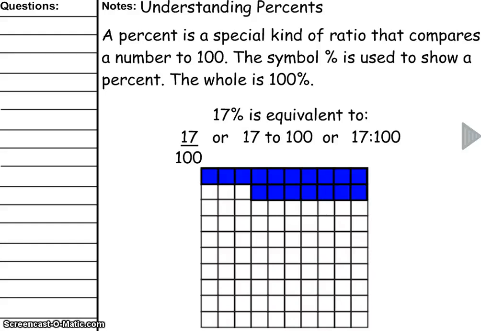Right below there is a model of a 100 grid, and you count the blue squares that are shaded. You have 17 blue squares shaded in. So this represents 17% of the 100 grid is shaded.